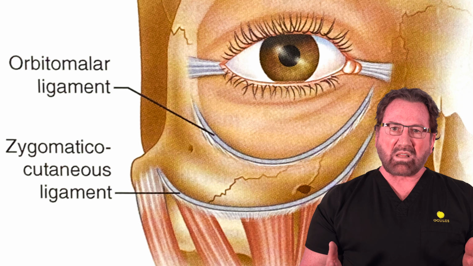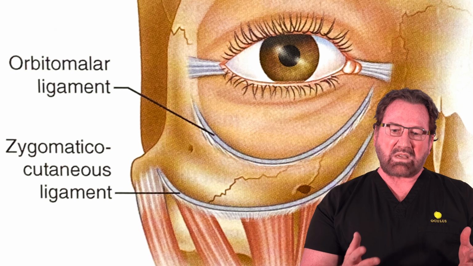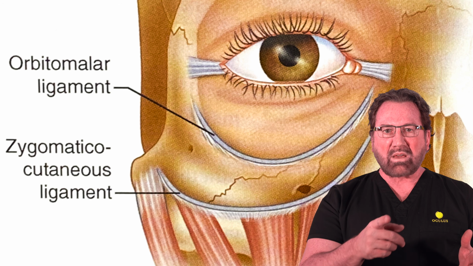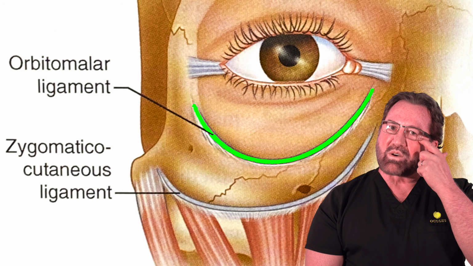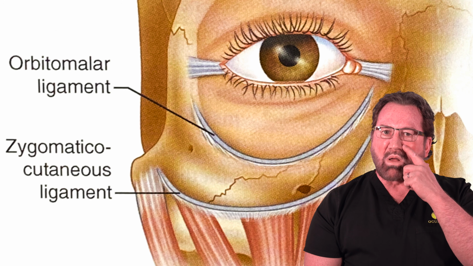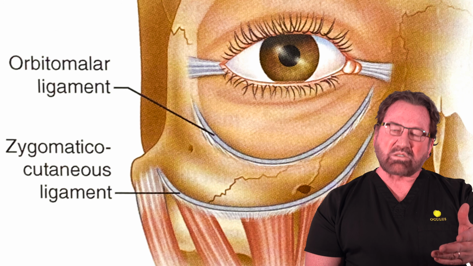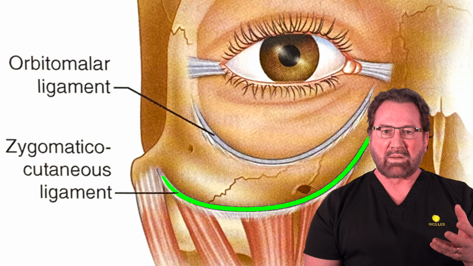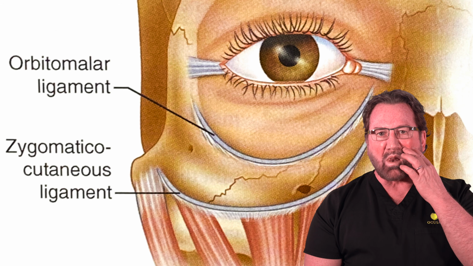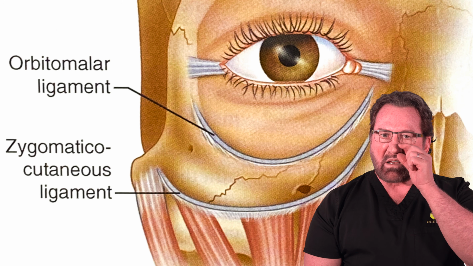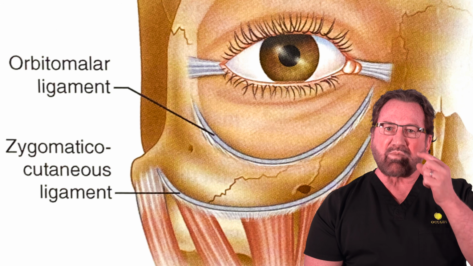So when we look at the ligaments, you can see in this diagram, there's the orbital malar ligament. You can literally feel the bone of your orbit. That's where that ligament is. And below it is the next one, what we call the zygomatic cutaneous ligament. And then you can see the muscles below. As that tissue migrates down and in, you get that comma-shaped fluid.